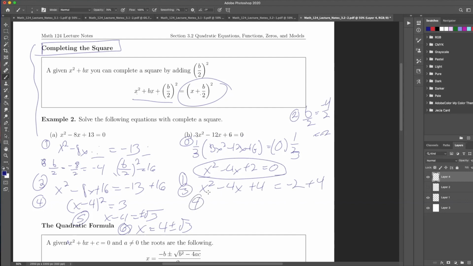Step 4, now I have this. I can simplify this to x plus b divided by 2, so let it be x plus a negative 2, so that's just x minus 2, squared equals, and then just simplify this. So it's negative 2 plus 4, so that gives us 2. Step 5, take the square root, so it'll be x minus 2 equals plus or minus square root of 2. Step 6, get x by itself, so it'll be 2 plus or minus square root of 2.